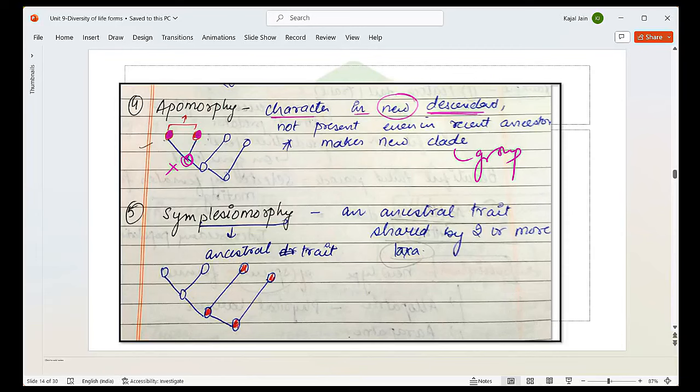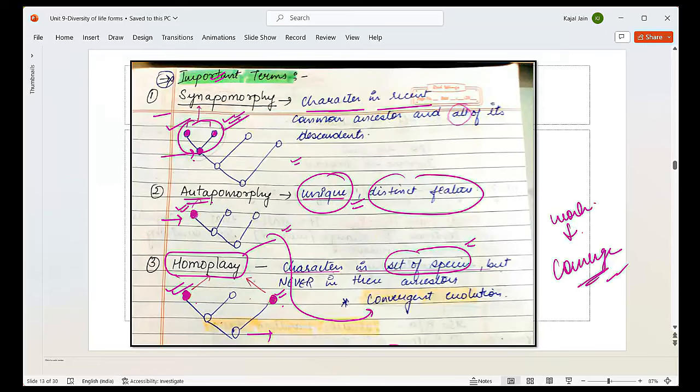What is symplesiomorphy? It is an ancestral character that is shared by two or more taxa. An ancestral character shared by two or more taxa, we call it a symplesiomorphic character or symplesiomorphy. Okay. Every required piece of information is here.